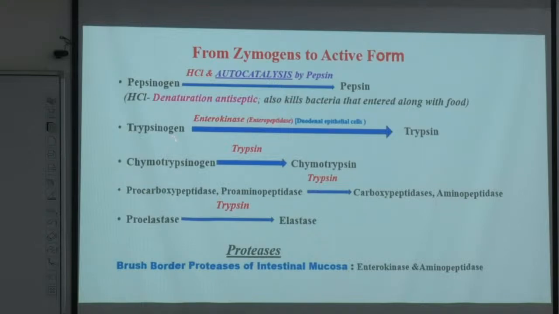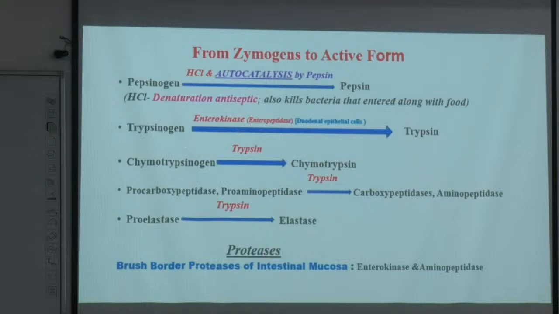Then trypsinogen is converted into trypsin by enterokinase. It is present in the duodenal epithelial cells. It is also called enteropeptidase, and this trypsin is formed. Now, once trypsin is formed, trypsin takes care of all these enzymes. So, trypsin converts chymotrypsinogen to chymotrypsin, pro-carboxypeptidase to carboxypeptidase, pro-aminopeptidase to aminopeptidase, and pro-elastase to elastase. So, that part is very crucial.